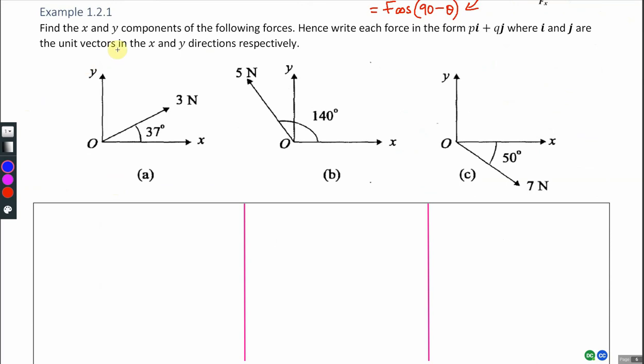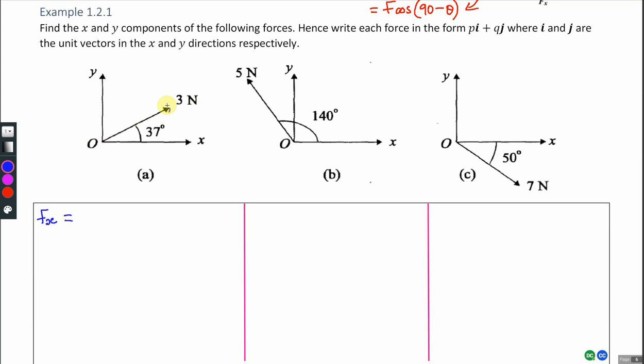So first example, find the x and y components of the following forces. Hence, write each force in the form pi plus qj, where i and j are the unit vectors as usual in the x and y directions respectively. So the first one, on part A, we have a force of 3 newtons acting at 37 degrees to the horizontal. I'm just going to use the same notation as earlier, Fx and Fy.